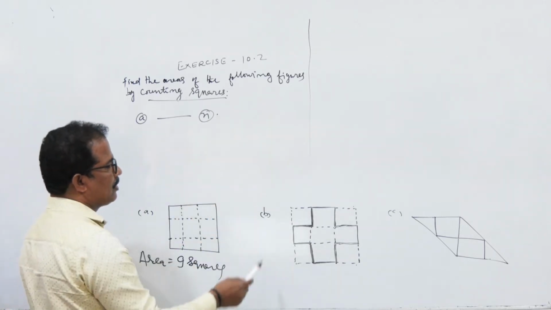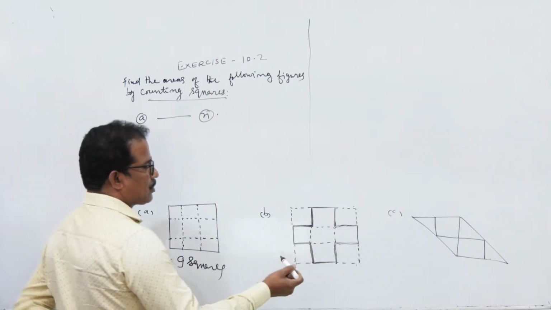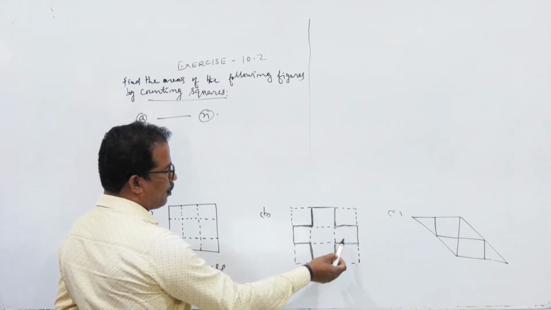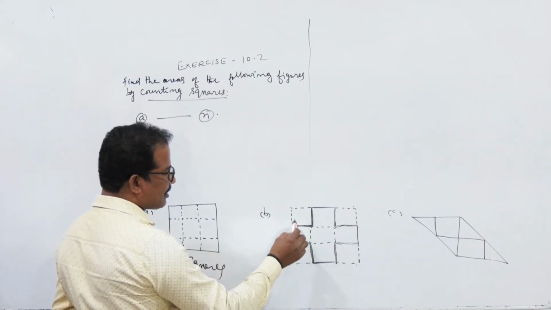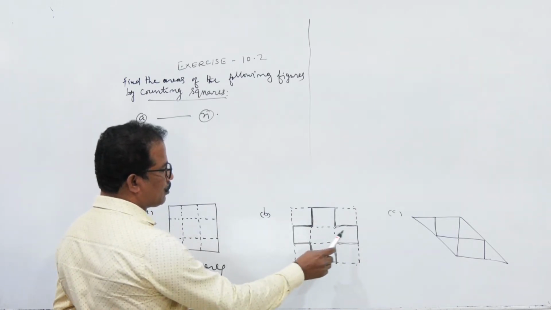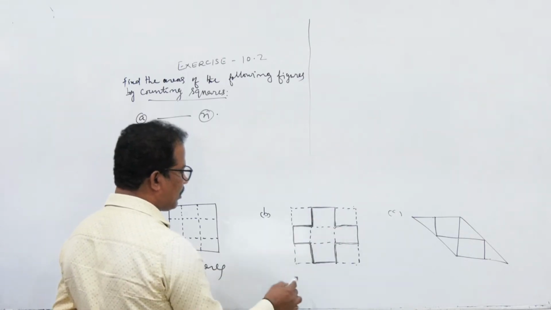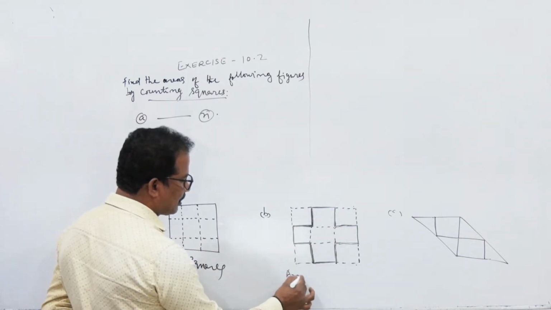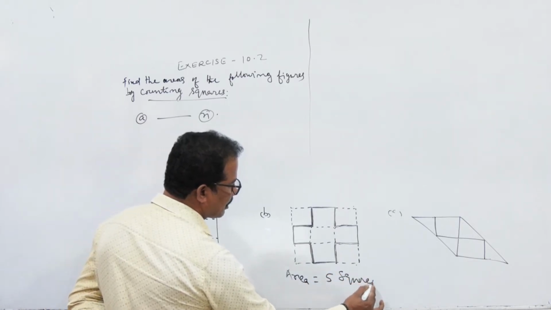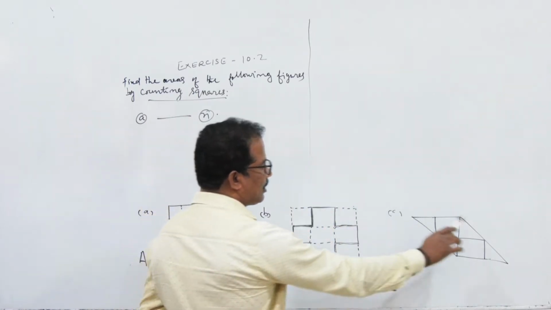Similarly for B, I drew the diagram here. In this also, the completed squares are 1, 2, 3, 4, 5. So how many total squares does this figure contain? 1, 2, 3, 4 and 5. So there are 5 completed squares in this figure. So here also the area is equal to 5 squares. Understand? Now see, for question C, I drew C here.